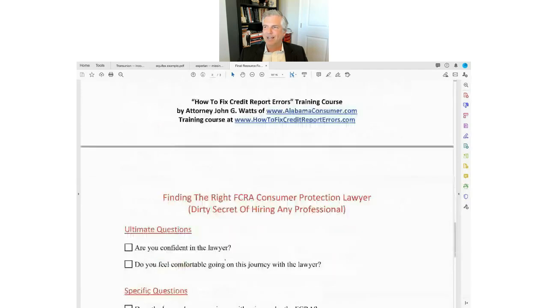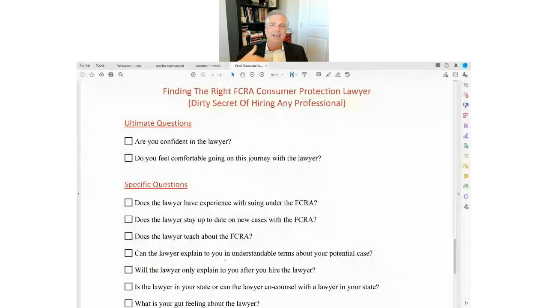So that gets us to the last part, which is how do you find a lawyer? And I have something written on here, the dirty secret of hiring any professional. I'm not supposed to say this, okay? But I'm going to tell you. The dirty little secret is you honestly have no way of knowing if a lawyer's any good. Okay, that may seem like an unusual statement or sort of a bold statement, but it's true.